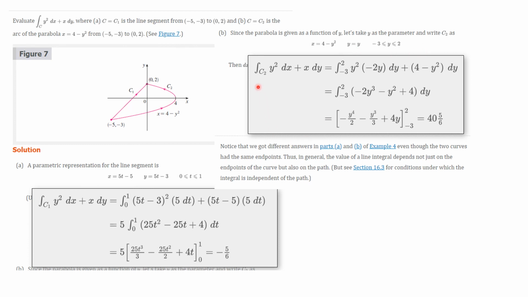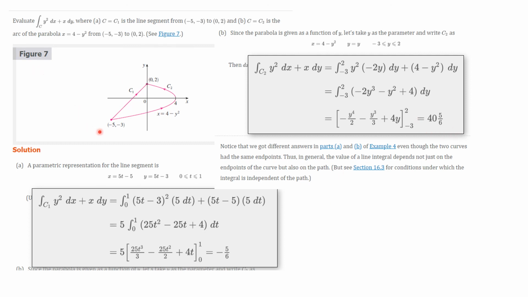And so we will have the integral over C2, which is this one going this way. We're going to say that this is y squared, and dx is going to be minus 2y dy, plus this is going to be x, which is 4 minus y squared, and then that is dy, and dy is just 1, and so we have this integral, we evaluate it, and we get 40 and 5 over 6.